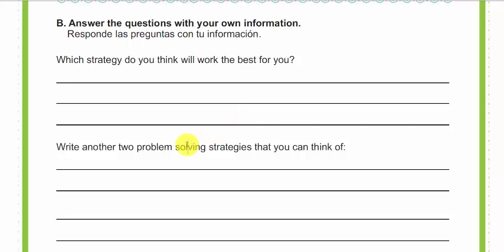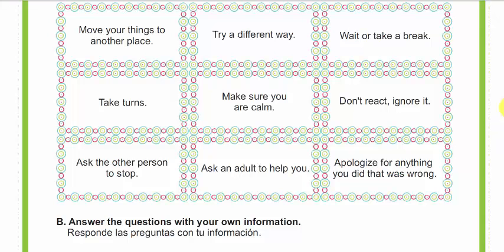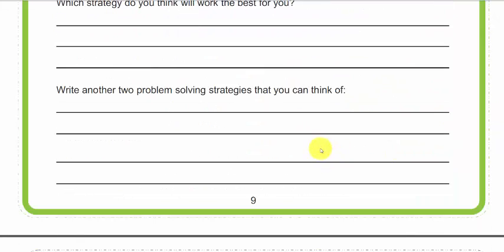Write another two problem-solving strategies that you can think of. Escribe otras dos estrategias de solución de problemas que se te ocurran. Vamos a escribir dos más que ustedes puedan pensar que puede ser una solución. Ya tenemos nueve diferentes. Ustedes, por favor, escriban otras dos que puedan venir a su mente, ¿ok?